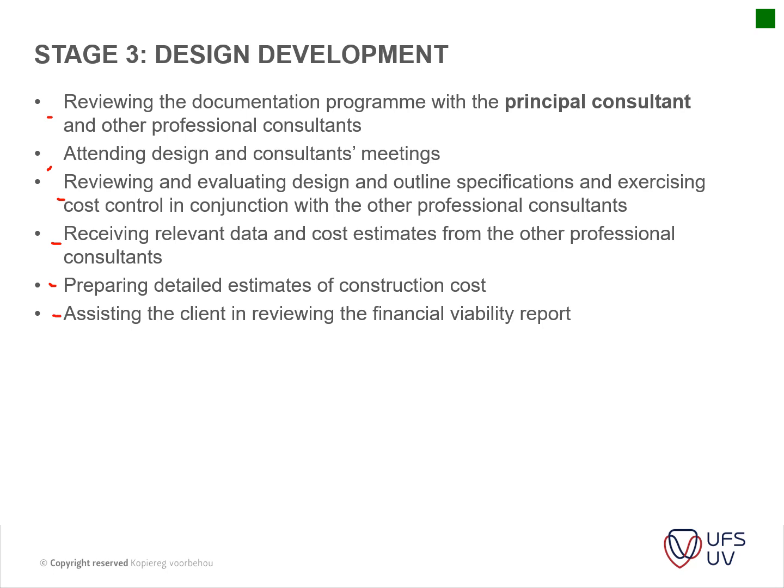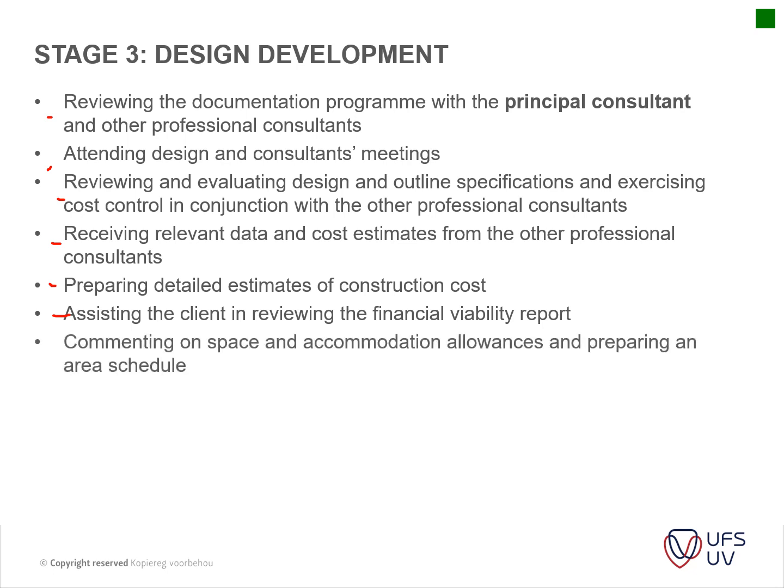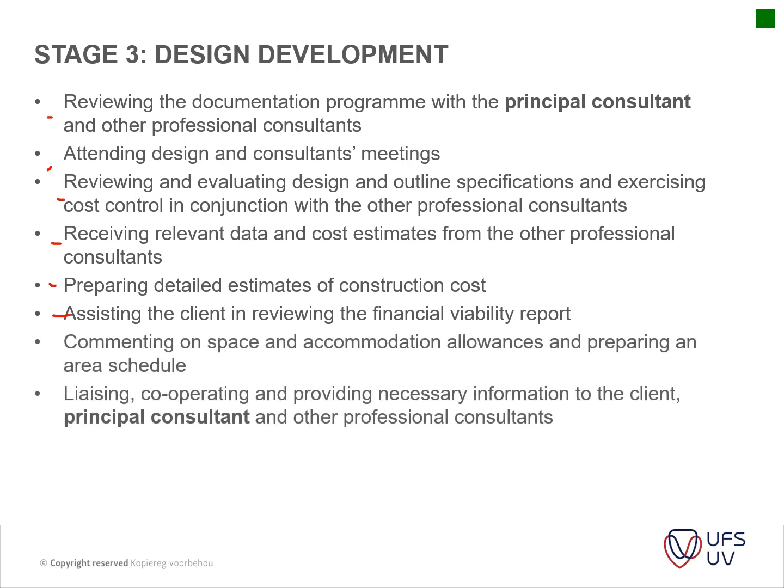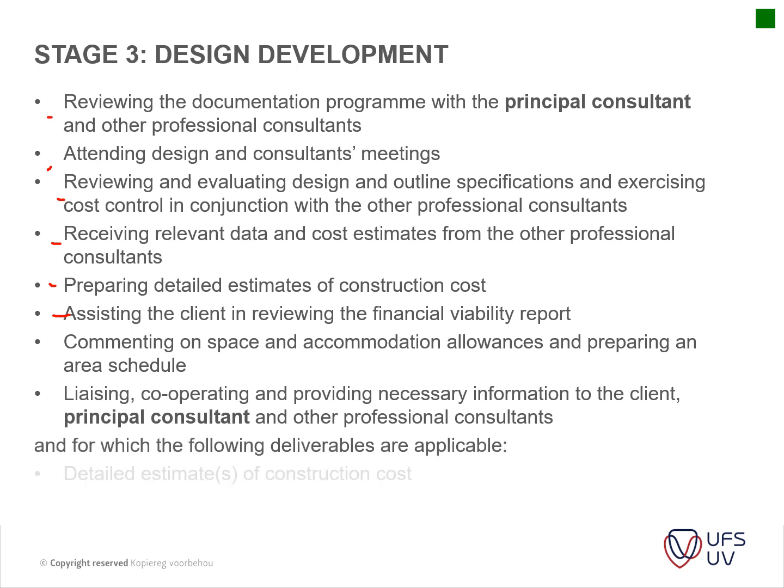Okay, sourcing of information, preparing detailed estimation of construction cost, assisting the client in reviewing the financial viability of the project. Will this project actually be able to generate the income? Commenting on space allocations again, liaison with and cooperation with the principal consultant and other professions, providing necessary information to the client. Is there any information still outstanding from any of the professionals that might influence these decisions? And the outcomes is a detailed estimation, usually an elemental estimate. Area schedule is provided, and yeah, that's usually the outcome of stage 3.